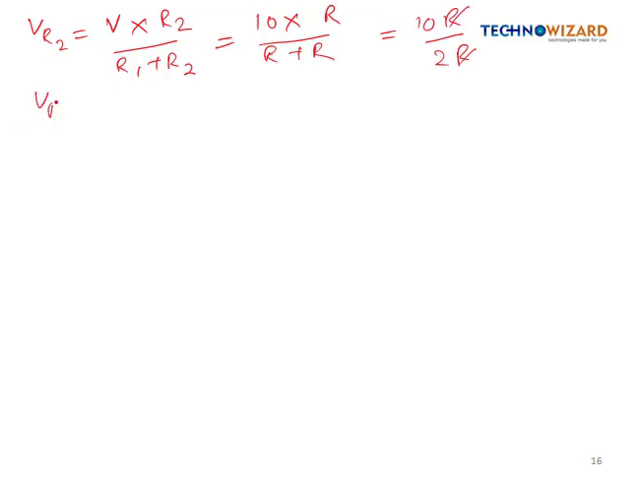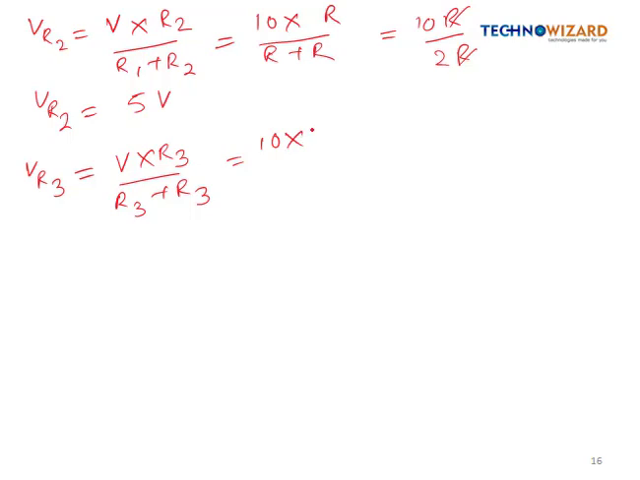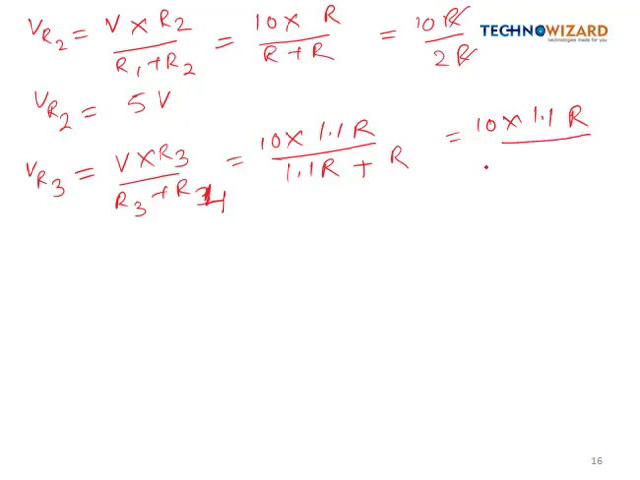So VR2 is coming as 5 volt. Similarly, V of R3 will be equal to total voltage into my R3 divided by R3 plus R4. So voltage is 10 into R3 is 1.1 of R divided by, sorry, this is R4. So R3 is 1.1 of R plus R4 is R. So it will be simply 10 into 1.1 of R divided by 2.1 of R.